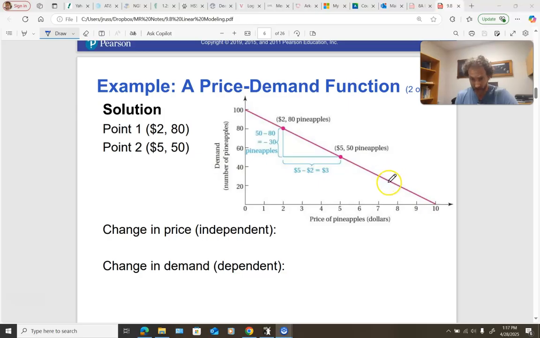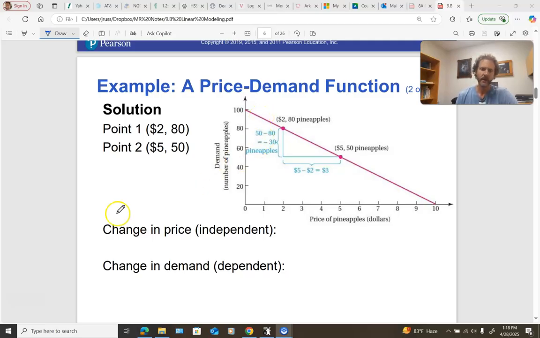And so you can see way out here, if you raise the price to $9 a pineapple, you might only be able to sell 10 of them. And then if this model is accurate, then over here when you raise your price to $10, you're not going to be able to sell any. Nobody's going to buy them. It's just too high. And then on the other side, if you decrease your price to say $1, you're going to be able to sell 10 more pineapples.